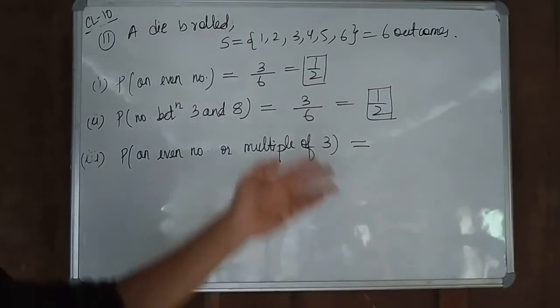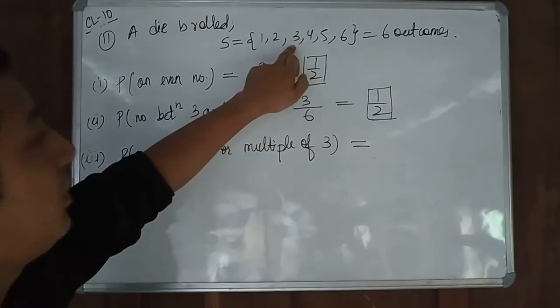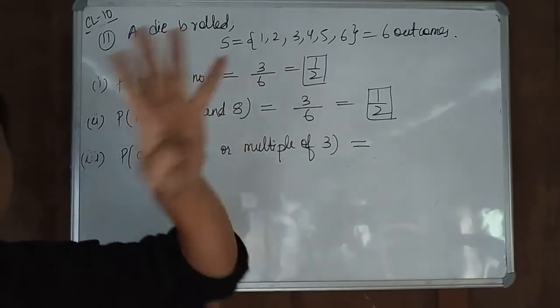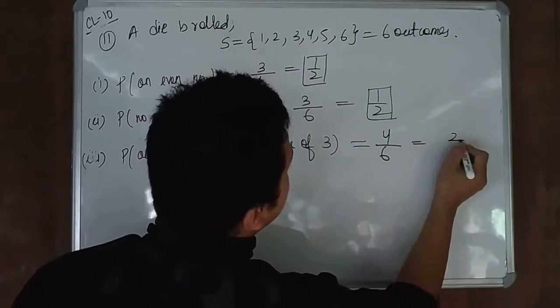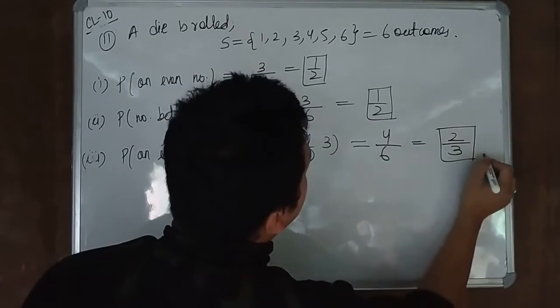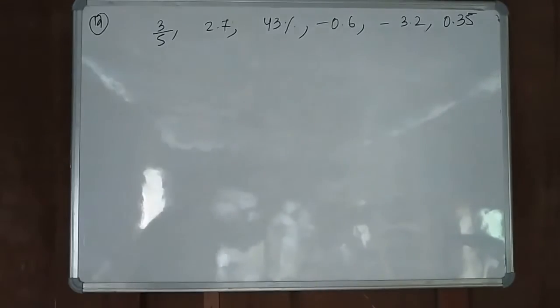Multiples of 3: 2, 4, 6, 3 chances, and 3 is a multiple of 3 that is even. So total there are 4 chances, that is 4 by 6. So 4 by 6 means 2 by 3. Okay boys, so please pause the video and note it down.